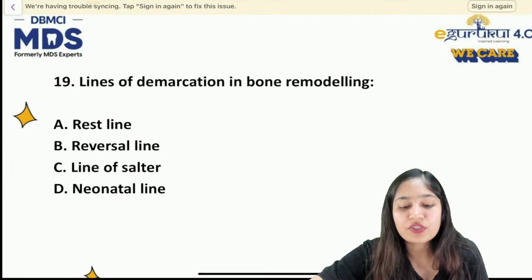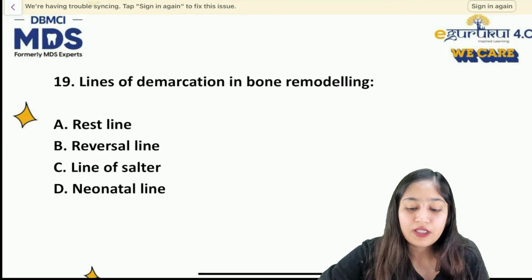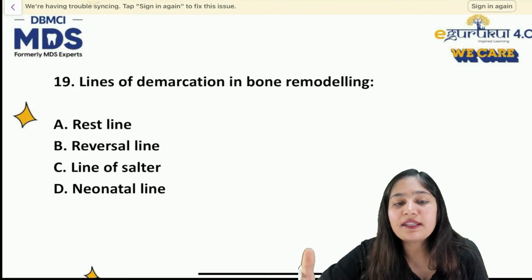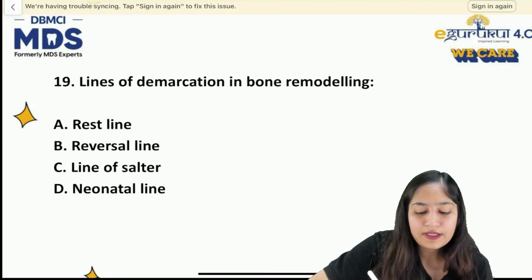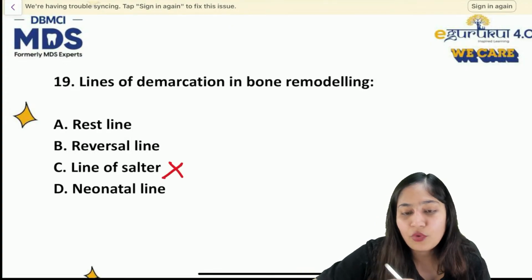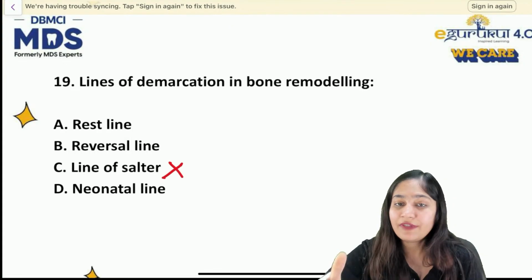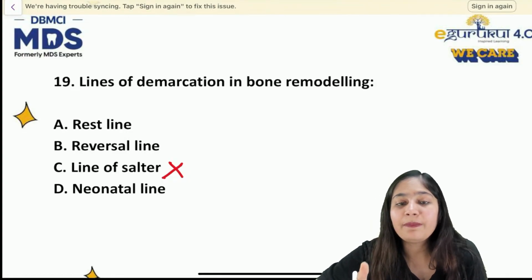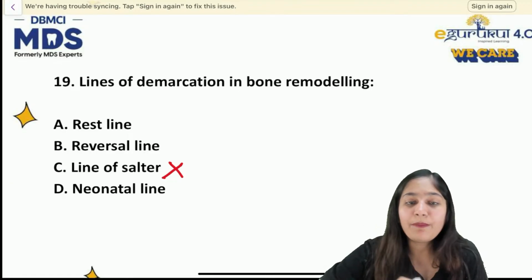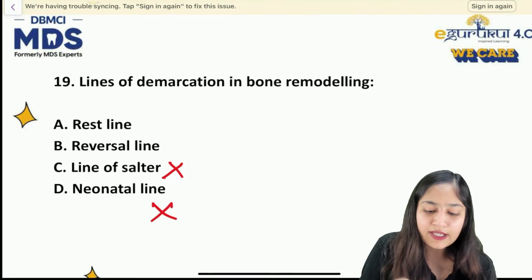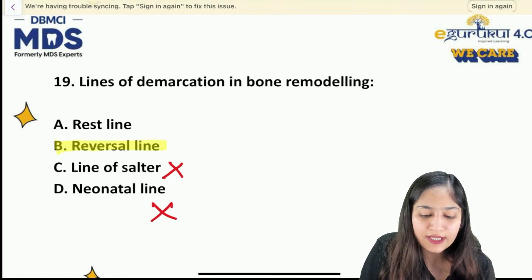Now coming to our next question. Line of demarcation in bone remodeling: is it rest line, is it reversal line, is it line of Salter, or is it neonatal line? Now, the line of Salter is what? Incremental lines of cementum. So definitely it is not in bone remodeling. Neonatal line, we have recently discussed. It is an accentuation of incremental lines of enamel, separating the prenatal enamel from the postnatal enamel. So again, this is not the correct answer. So the correct answer here is reversal line.